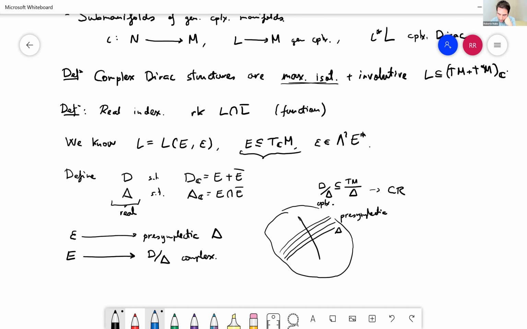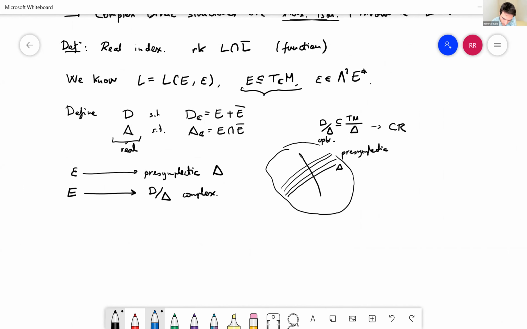So how do I describe in the simplest way, or try to make sense of how much complex or how much presymplectic, how do I weigh this? Before, the type was weighing how much symplectic and how much complex I had. So now I have the real index to help me, but I need some invariants to say how presymplectic or CR things are.